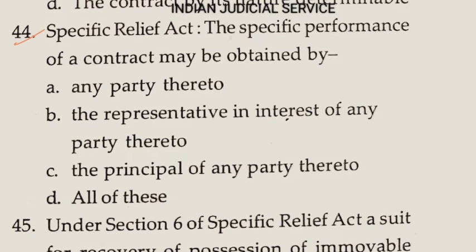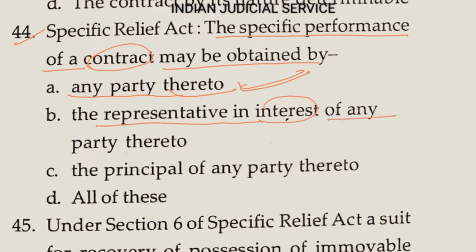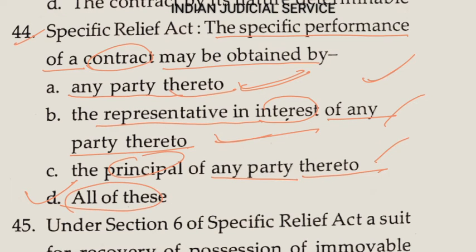44, Specific Relief Act. The specific performance of a contract may be obtained by any party thereto. Yes, it is a correct statement. Option B, the representative in interest of any party thereto. Yes, it is also correct. Now third option C, the principal of any party thereto. Yes, in all these cases the specific performance of contract may be obtained by these parties. So answer is here option D, all of these.